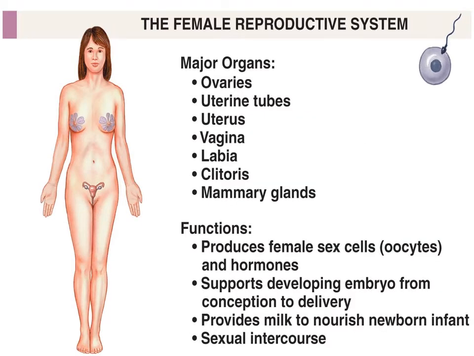Our female reproductive system is slightly more complicated. We have our ovaries, our uterine tubes, our uterus, vagina, labia, clitoris, and mammary glands. Produce our female sex cells, which are oocytes, and our female sex hormones. In addition, it supports our developing embryo from conception to delivery, provides milk through the mammary glands to nourish our infants, and is utilized in sexual intercourse.